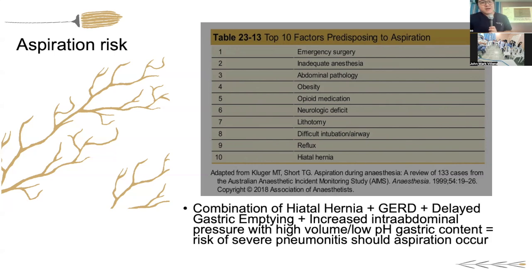have aspiration risk. It is also part of the top 10 predisposing factors to aspiration. This would include obesity, since some of the patients are also obese, the aspiration risk increases. So a combination of hiatal hernia as well as GERD, as well as delayed gastric emptying with increased abdominal pressure will have the risk of severe pneumonitis should aspiration occur.